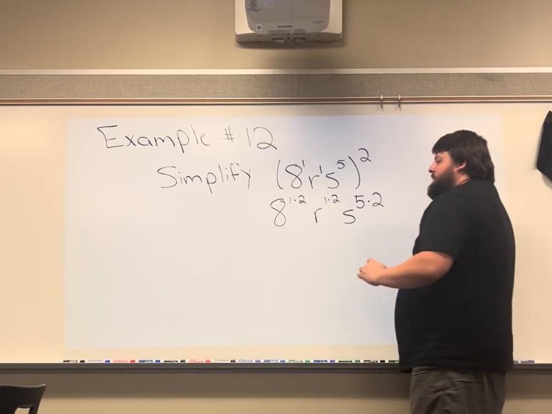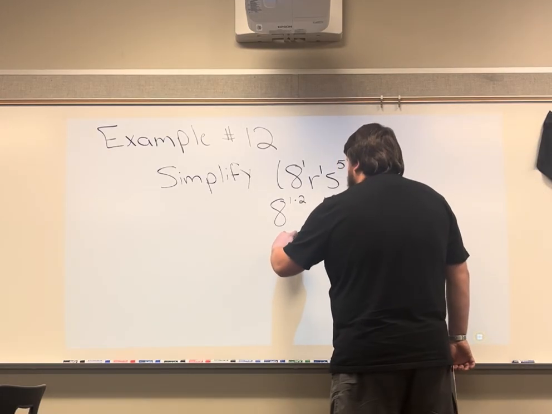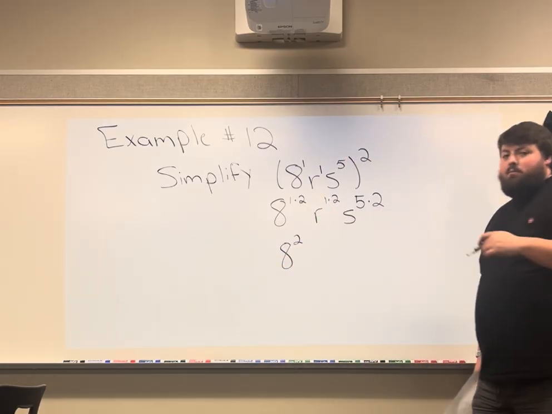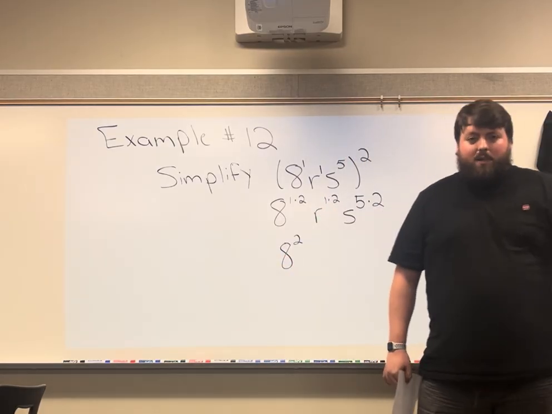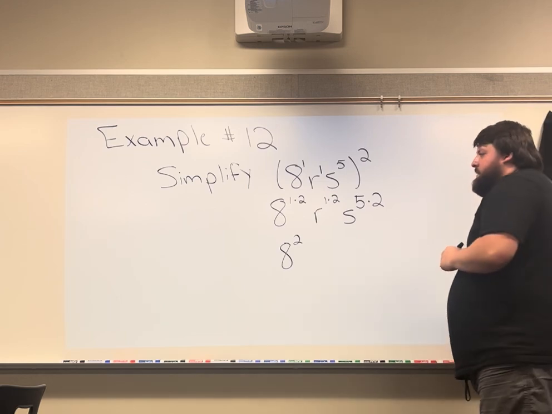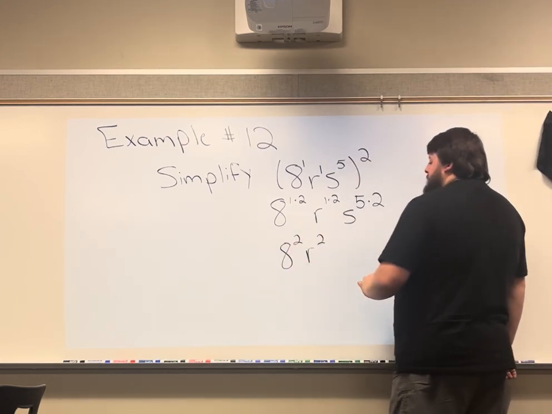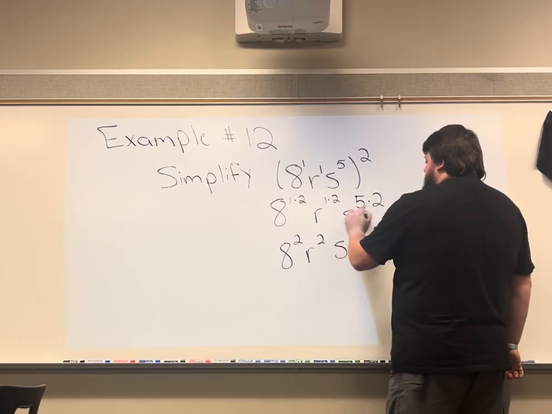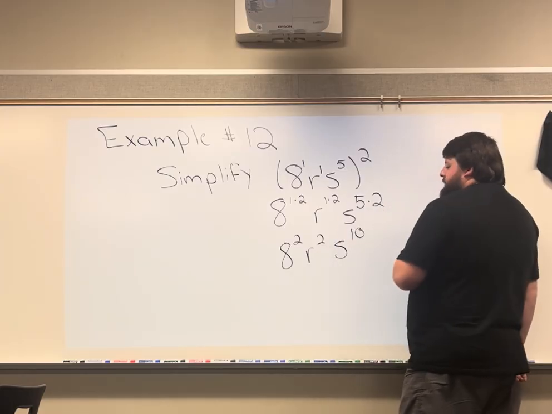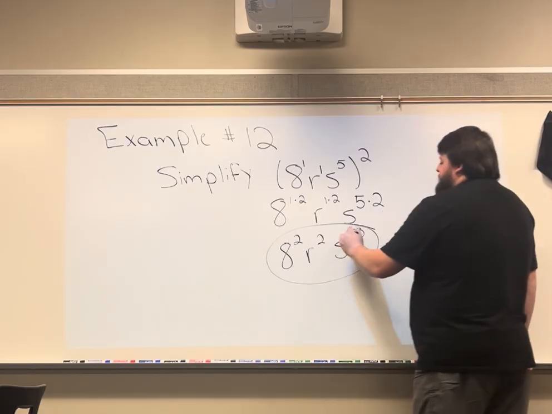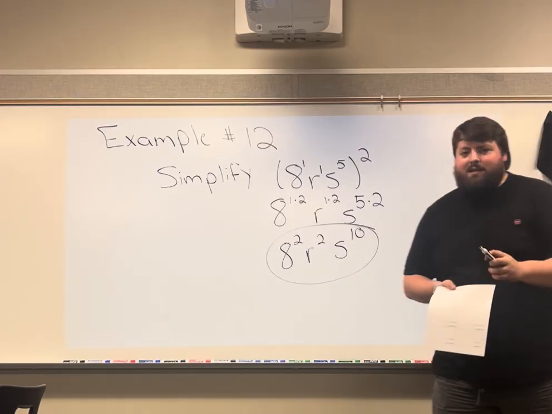So 8 to the 1 times 2 gives me 8 squared. Once again, as you move along, make that 64 later, but right now, leave it as 8 squared. We then have r squared. Then s to the 5 times 2 gives me s to the 10th. So 8 squared, r squared, s to the 10th.